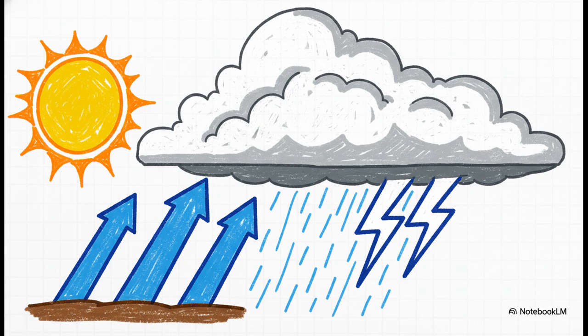This is your classic sudden summer afternoon downpour. The sun heavily heats the ground, the hot air rapidly shoots upward in convection currents, forms towering cumulus clouds, and just dumps heavy rain with thunder and lightning. It hits hard, but it rarely lasts long, making it incredibly common in equatorial regions.